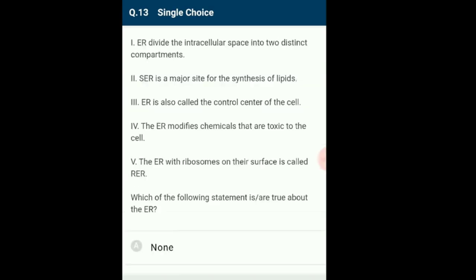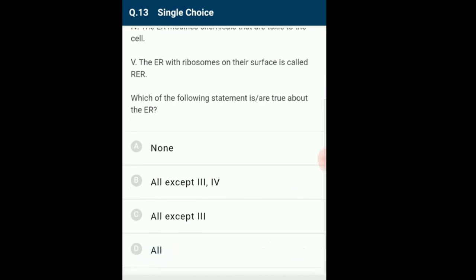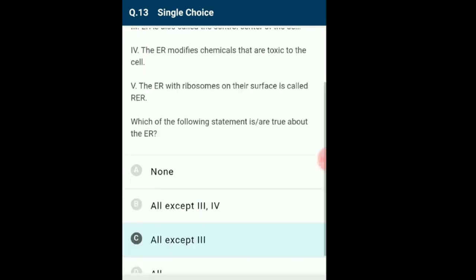Question number 13. 5 statements are given. From that, which of the following statements are true about endoplasmic reticulum? Endoplasmic reticulum is a single membrane bounded tubes which form channels in cytoplasm. It consists of empty lumen, thus it divides cytoplasm into two compartments, luminal chamber inside endoplasmic reticulum and extraluminal chamber outside endoplasmic reticulum. Smooth endoplasmic reticulum carries out lipid synthesis and detoxification of toxic chemicals. So the answer is option C. All are true except the third statement.